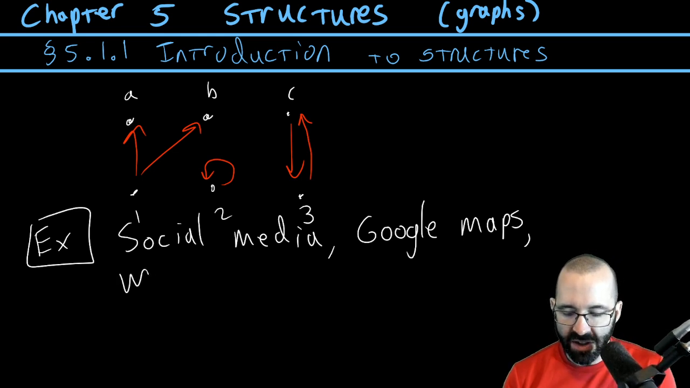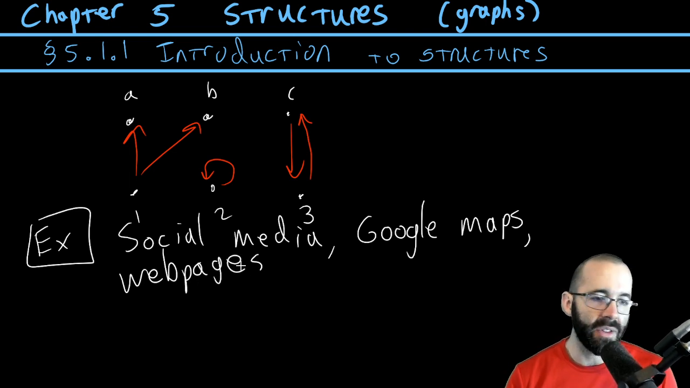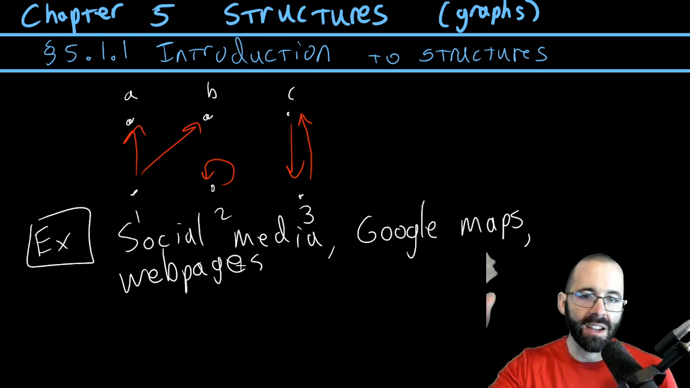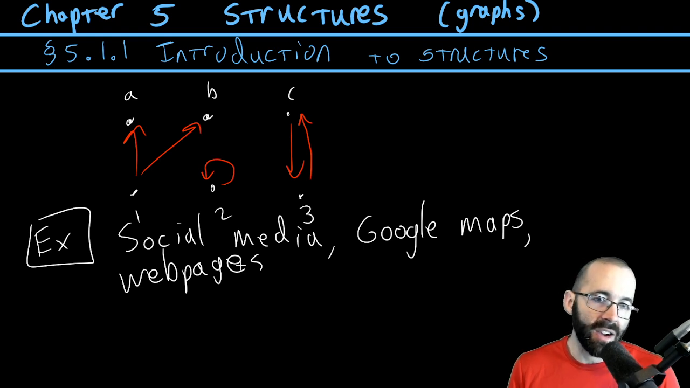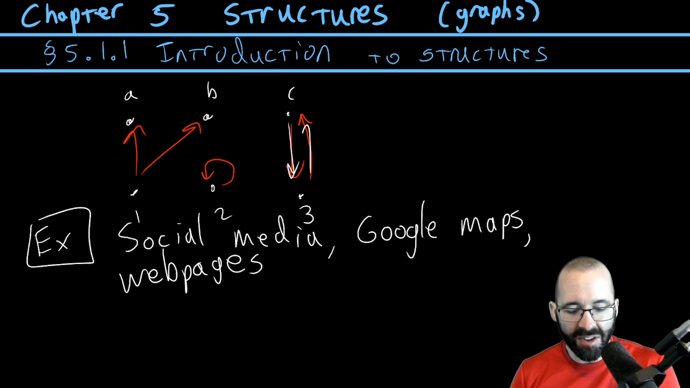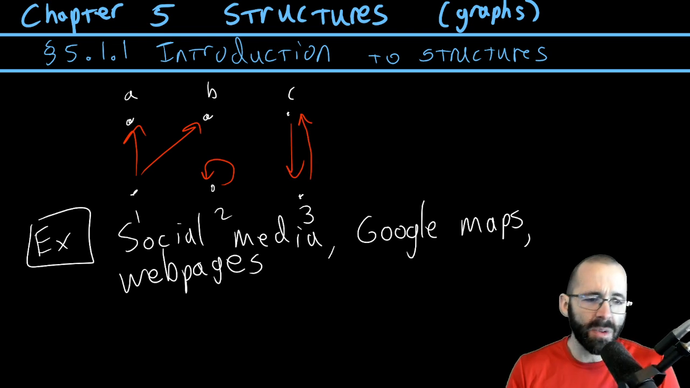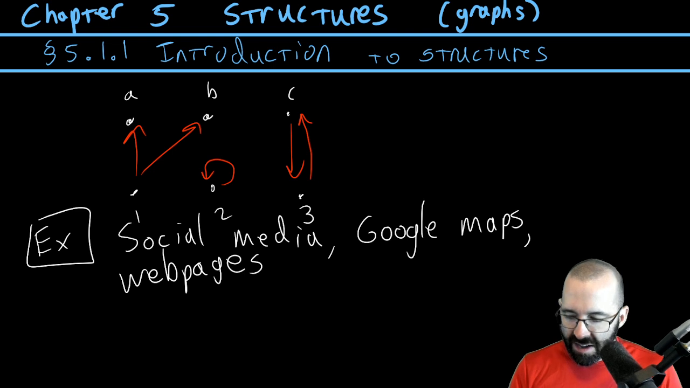You could think about web pages, right? Which web pages are hyperlinked to others? That could be a bunch of different nodes and connections. That would also be a digraph, right? It wouldn't necessarily be symmetric. Remember, symmetry means that if you go one way, you also have to go the other way. So digraphs are typically not symmetric, but they could be. So that's basically what we're doing here.